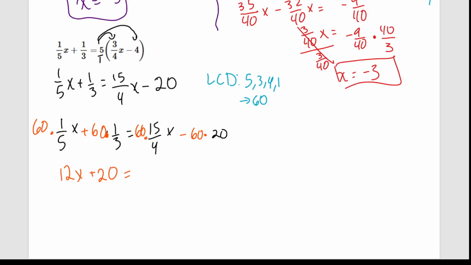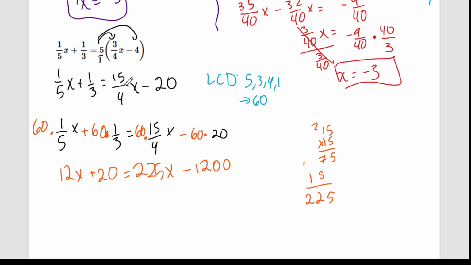For this next one, I would personally do the 60 divided by 4 first. 60 divided by 4 is going to get us 15. And then 15 times 15, I think, is 225, but I'm going to double check myself because I don't know for sure. 5 times 1 is 5, plus 2 is 7. 5 times 1 is 5. 1, 5, 2, carry the 1, 225, yes. 225x minus, and then 60 times 20 is going to get us 1200.